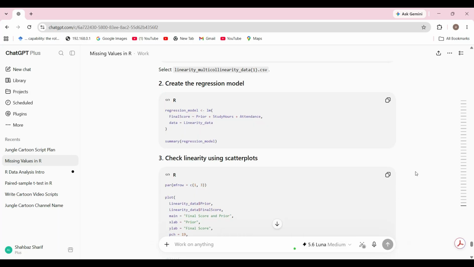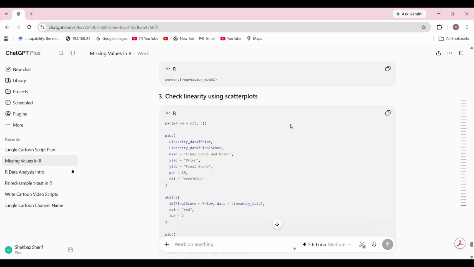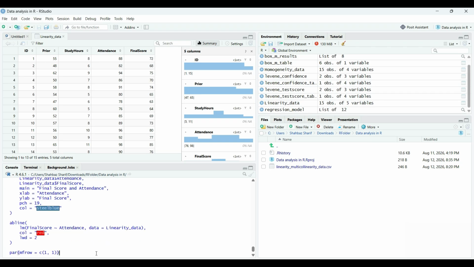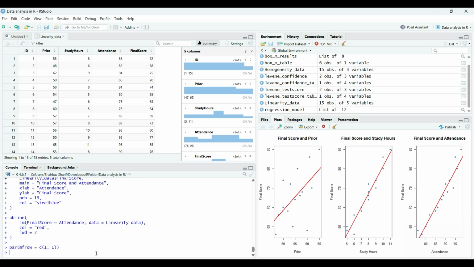So now we will check the linearity using scatter plots. We will copy this prompt and then paste here. Okay, so you can see here the data for final score and prior knowledge, final score and study hours, final score and attendance. So you can see the relationship, the linearity between prior knowledge and final score is not stable, because the points are not close to 0.